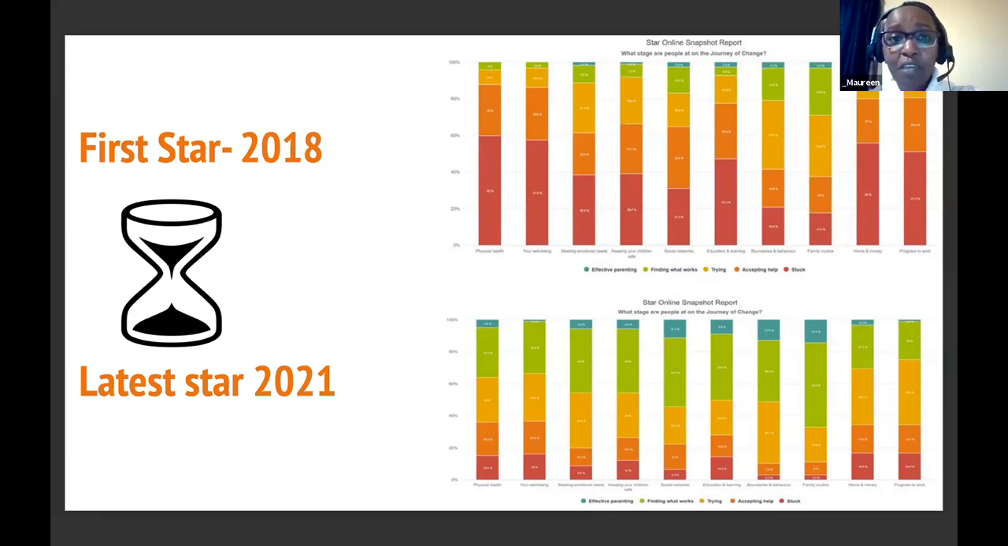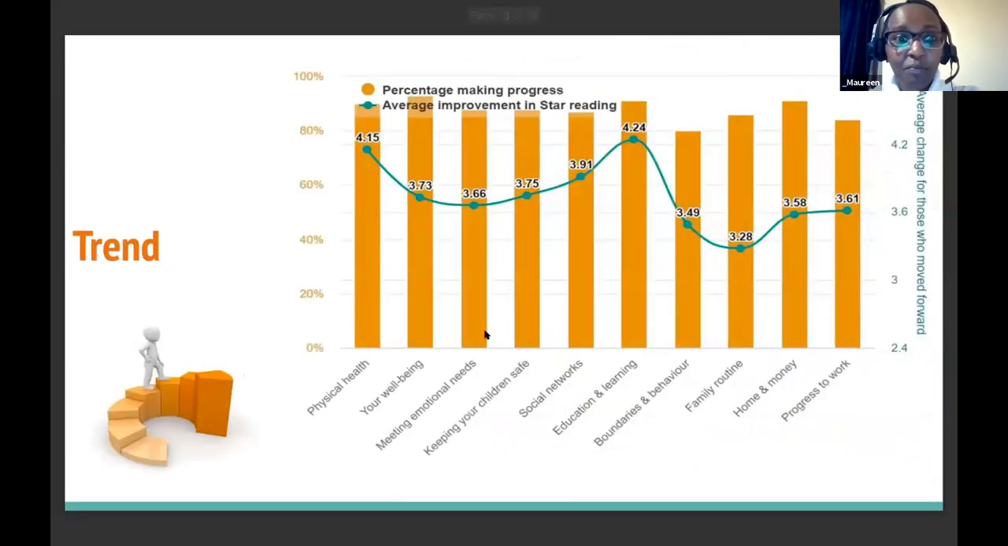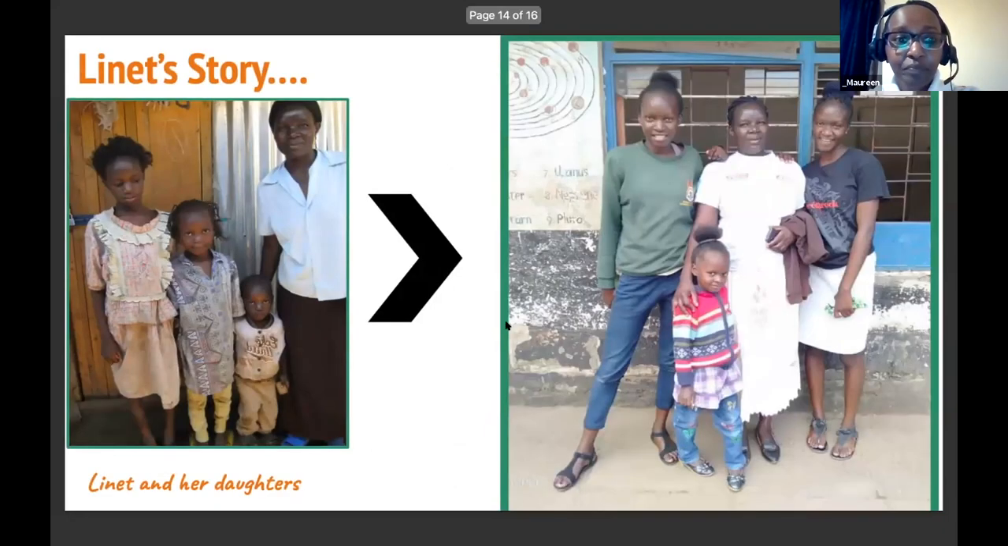So maybe as we conclude, I'd like to share a short story of one family we've worked with, just to bring all our interventions to life. If we could please go to Lynette's story on the next slide, please. So I'd like to share a short story of one of the families we've worked with, and that's Lynette.